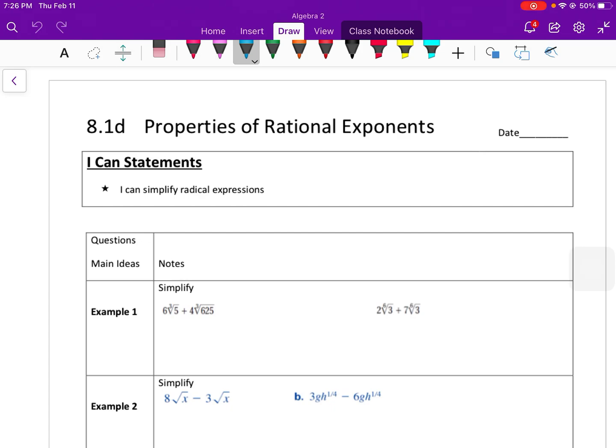All right, welcome back, class. So this will be 8.1D, and this is more properties of rational exponents.